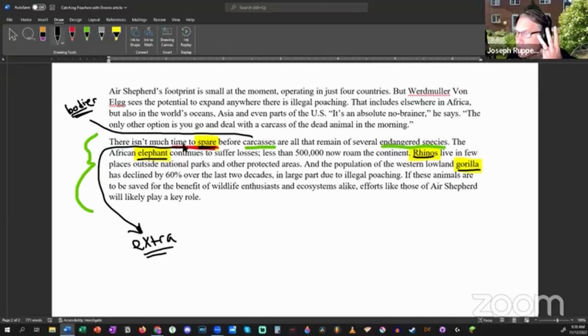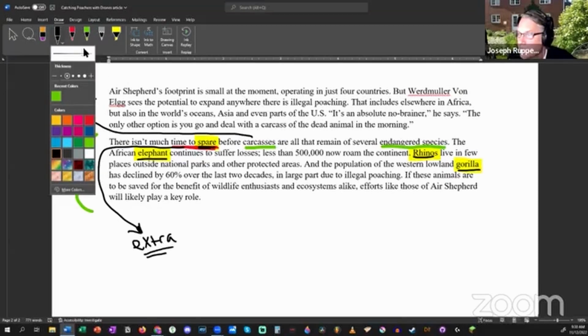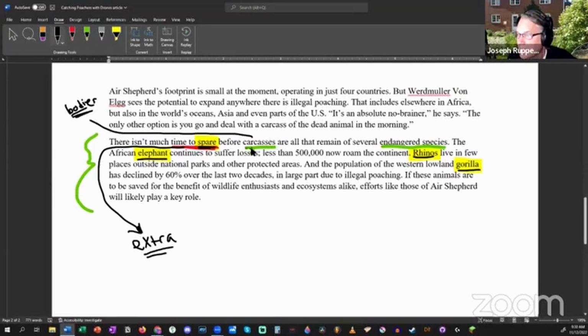So there isn't much time to spare. There isn't extra time before these animals, rhinos, gorillas, and elephants, are such that all that is left are the carcasses, just bodies, right? That nothing else would remain. So of course they're endangered. They're in danger. Great. All right.